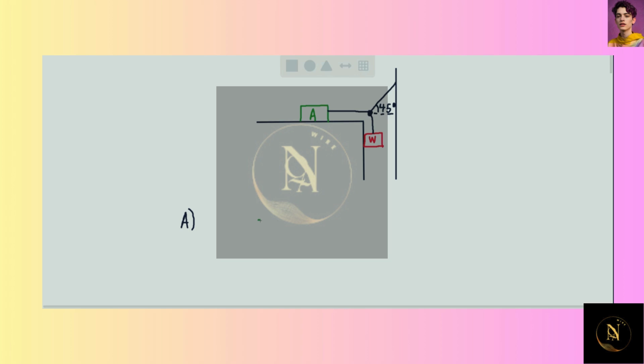First, here's block A, then we have the force of tension, this string pulling it to the right. And then we have the force of friction opposing that tension. And since we know that the block is not accelerating, then we know that the force of friction is equal to the force of tension. Now, how do we find this force of tension?